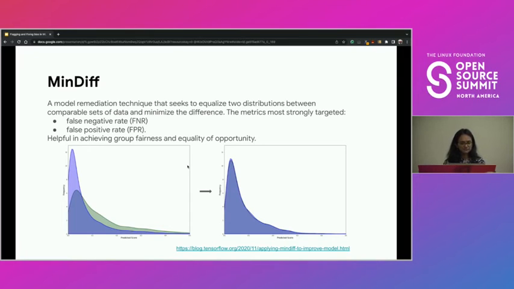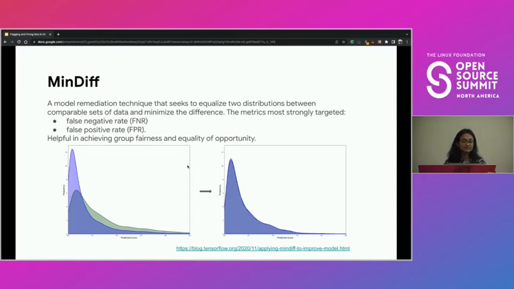This is MinDiff. Imagine that you are trying to train a model and you want the performance of these two distributions to be the same. You don't have the data resources, but you are trying to do something at the model level. So you can use this MinDiff loss that you can add to your model, and then you can see that the majority and the minority group have equalized distributions in this case.